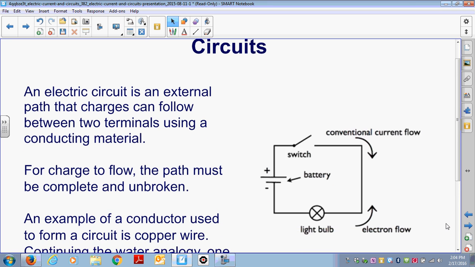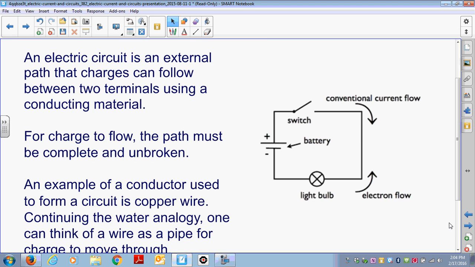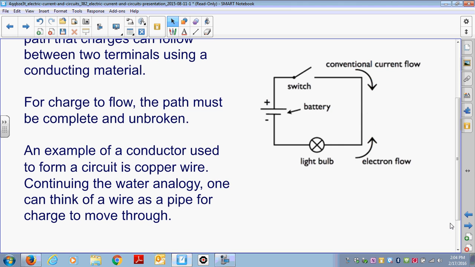An electric circuit is an external path that charges can follow between two terminals using a conducting material. For a charge to flow, the path must be complete and unbroken. An example of a conductor used to form a circuit is copper wire. Continuing the water analogy, one can think of a wire as a pipe in which the charge is to move through. We also call this diagram a schematic.